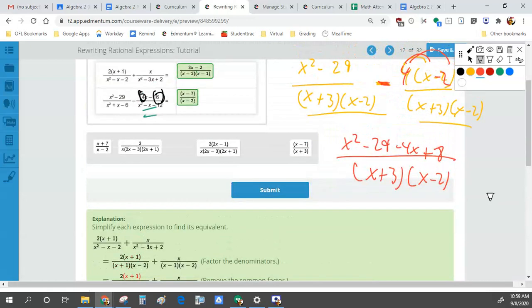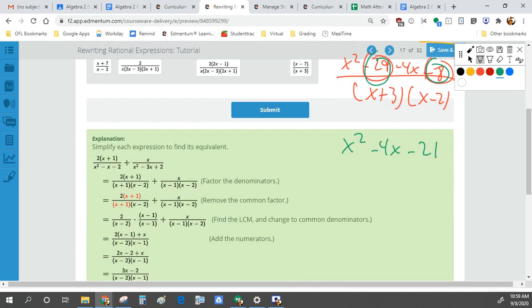I can do my like terms. So this becomes x squared minus 4x minus 21. These two combined gives us negative 21. I get this x plus 3, x minus 2.